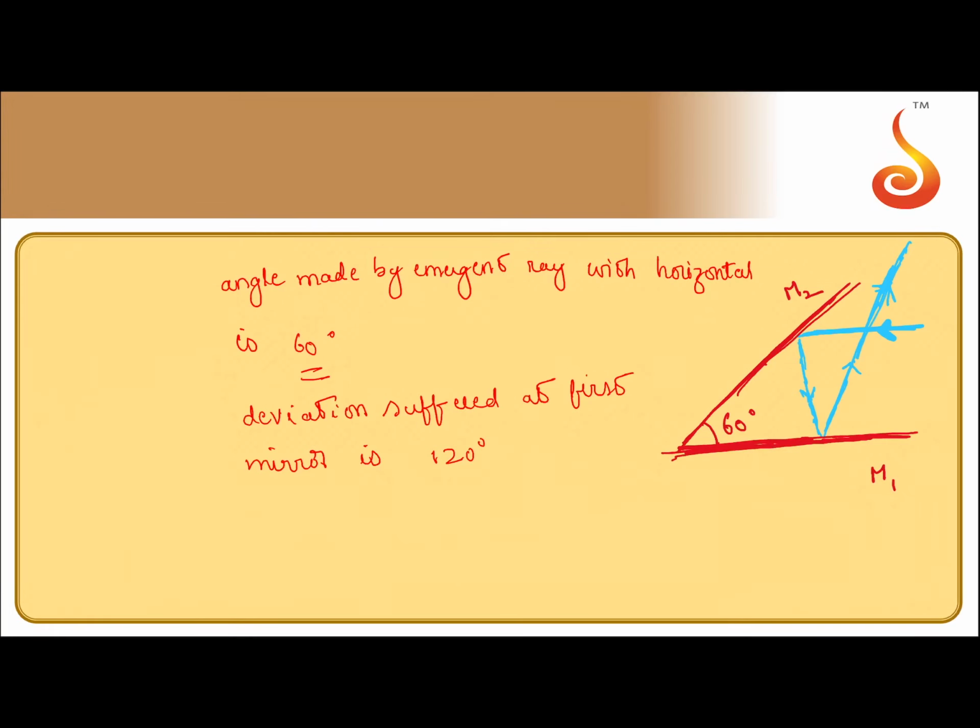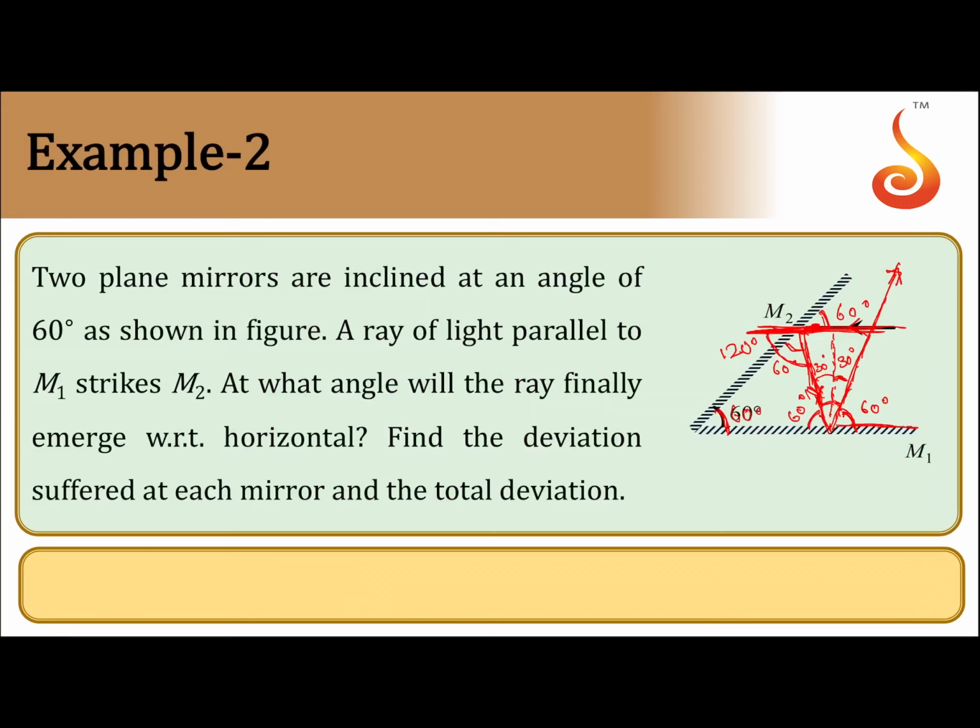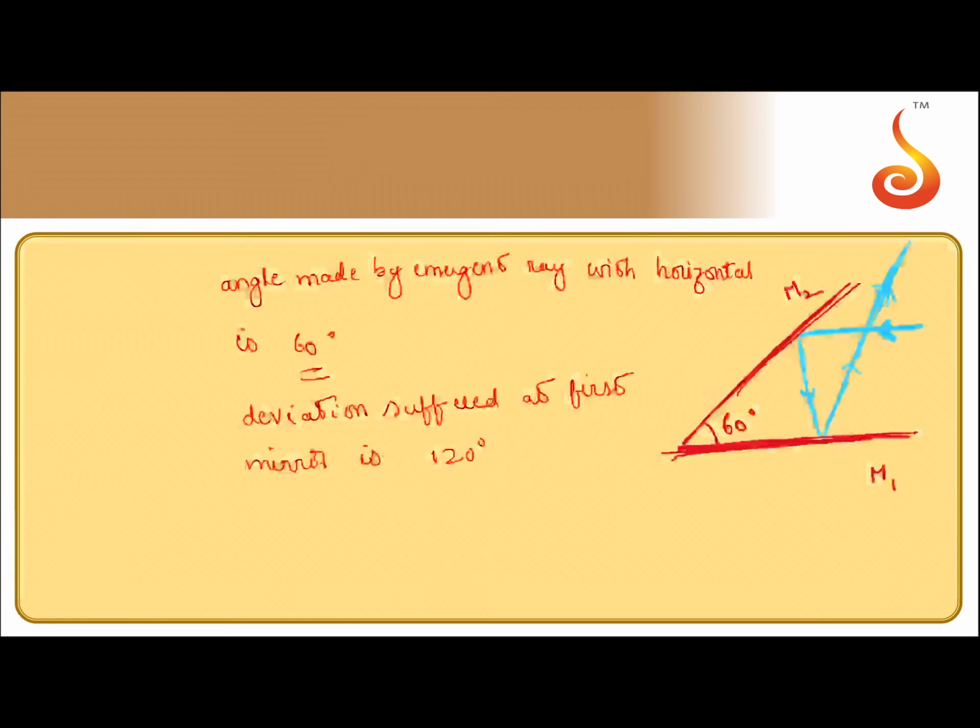Similarly, the ray is getting reflected from the mirror M1. At this point, the angle made by this ray with the horizontal is 60 degrees plus 60 degrees, which basically is equal to the angle between the emergent ray and the incident ray. So that is the angle of deviation. Even the deviation suffered by the ray at the mirror M1 is also equal to 120 degrees.